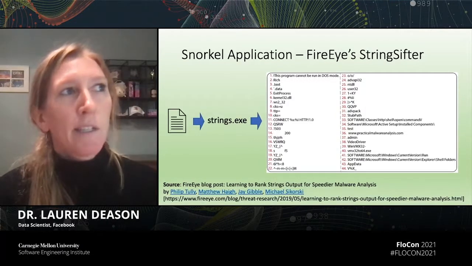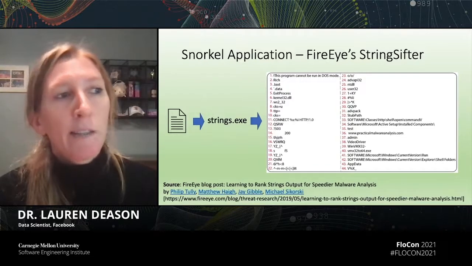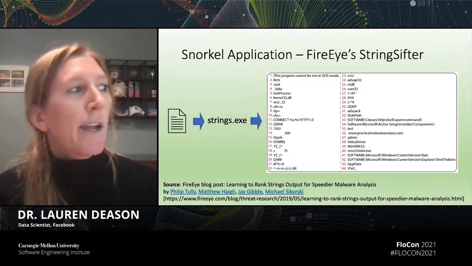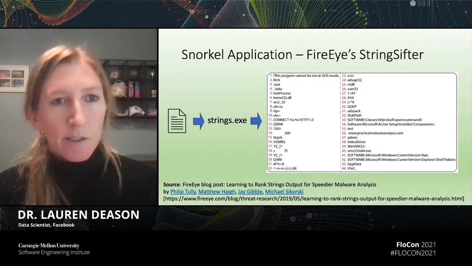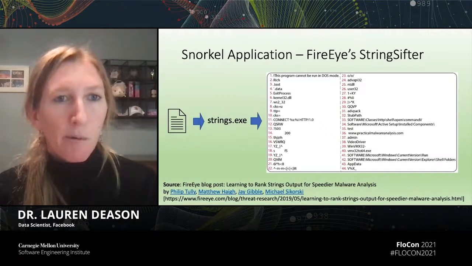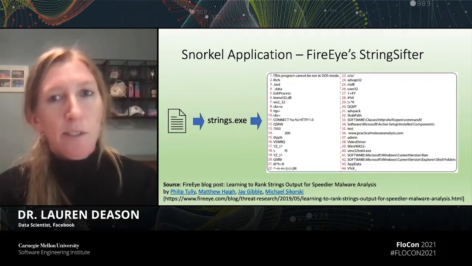So what FireEye's StringSifter model aims to do is take the output of this strings program and rank it in a way that the most likely relevant strings, meaning relevant for a malware analyst, get floated to the top and everything else gets pushed down the list.